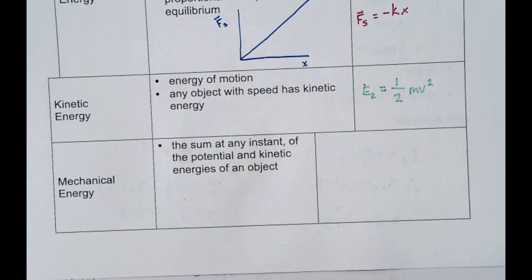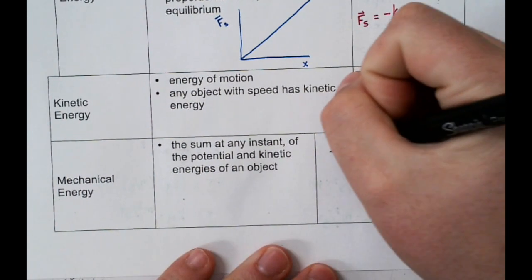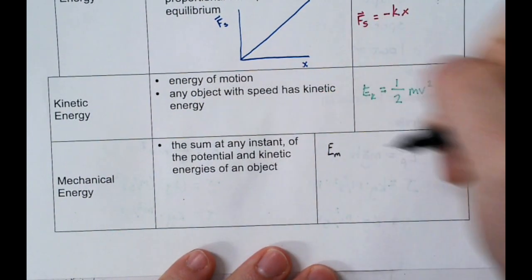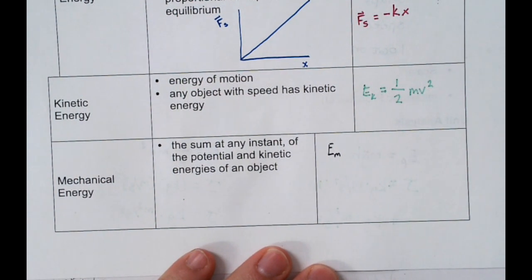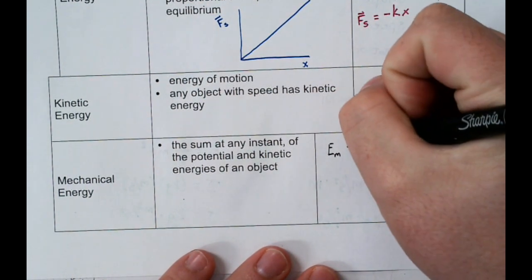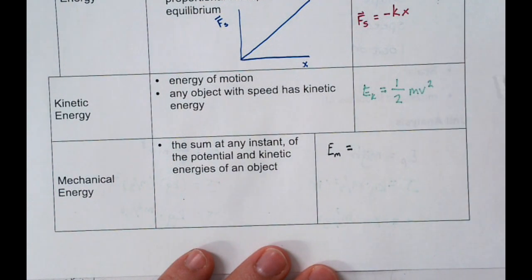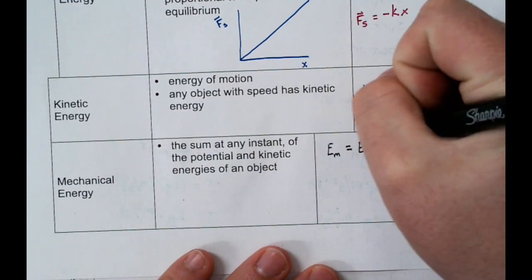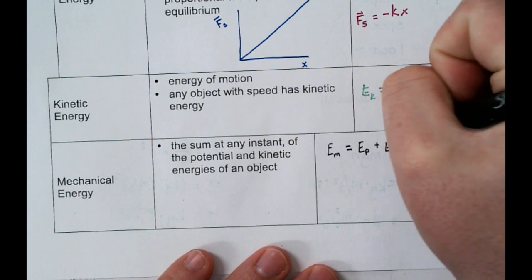So when we put that all together, we get mechanical energy. Mechanical energy is the sum at any instant of the potential and kinetic energies of an object. It is kind of like the net force in a way, but this time we're talking about energy instead of force. It takes both the potential energy and the kinetic energy acting on the object or scenario, and adds them together. So mechanical energy is equal to potential energy plus kinetic energy.